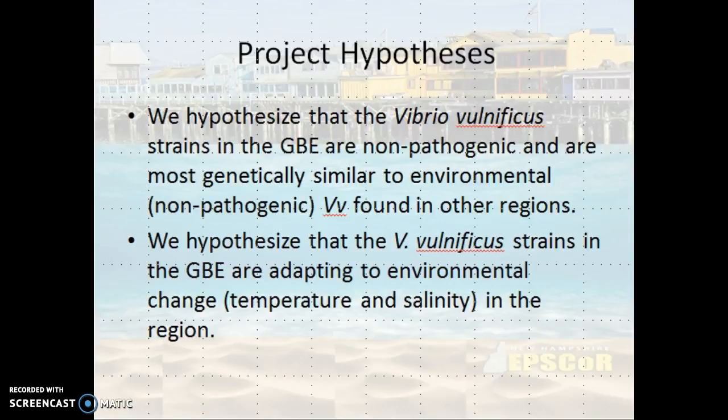Why that hypothesis? Well, because to our knowledge there has been no actual infection due to a Vibrio vulnificus contracted from the Great Bay Estuary region. We also hypothesize that the Vibrio vulnificus strains in the Great Bay Estuary are adapting to environmental change, specifically temperature and salinity in the region. So they're adapting to the increasing seawater temperatures that we're seeing here as elsewhere on the planet.